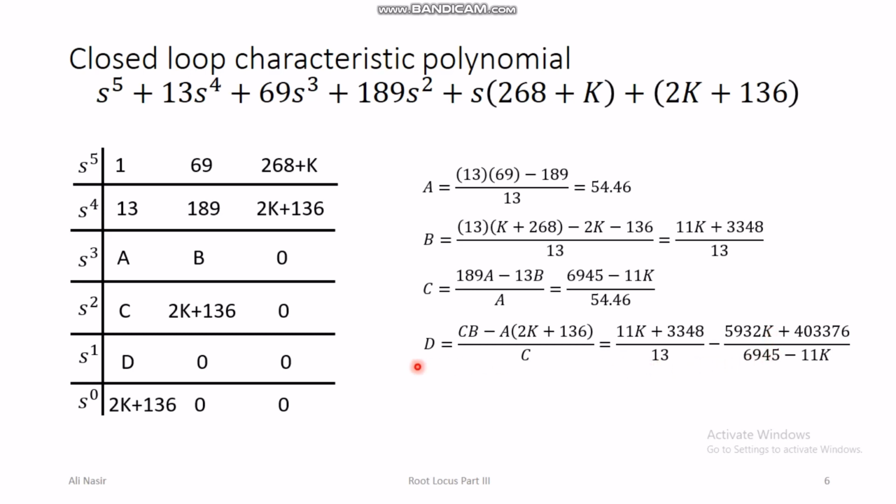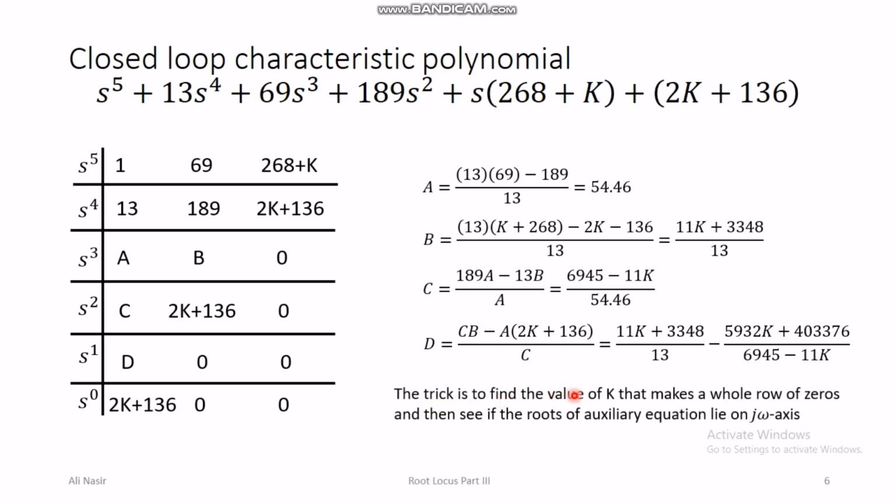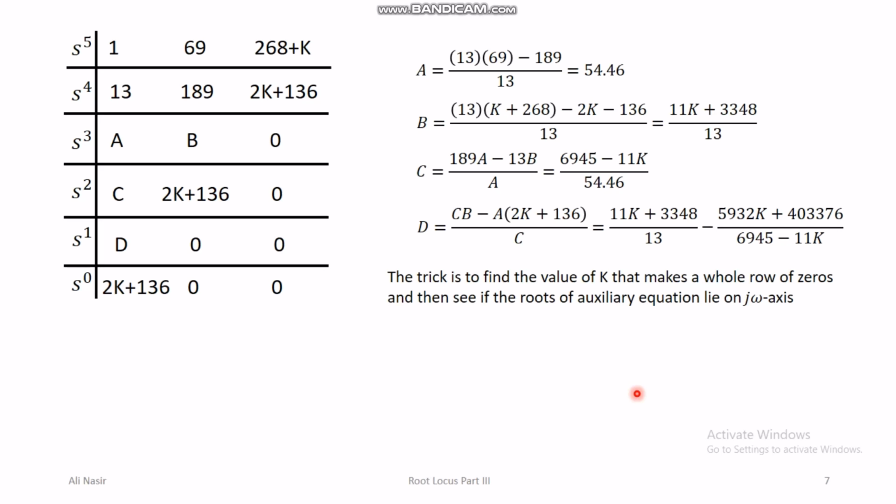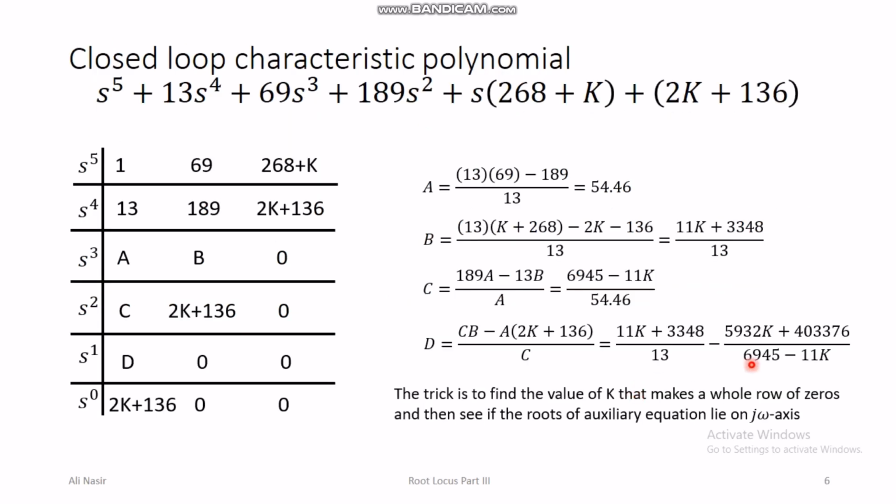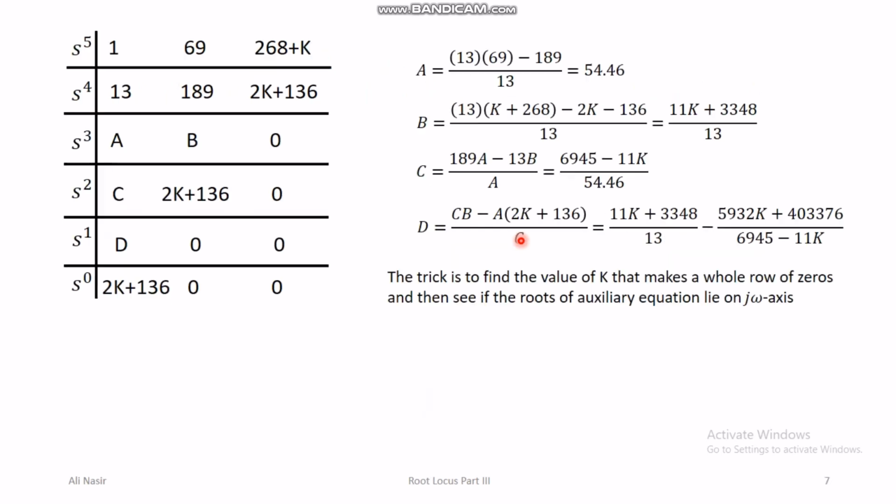So we have all a, b, c, d listed out here, and now the task is to make a row 0. So this row looks easy. So if we try to make this row equal to 0, then let us see. I'll just copy this whole thing into the next slide. This is the table. These are the values of a, b, c, d. Now the trick is to find the value of k that makes the whole row zeros, and then see if the roots of the auxiliary equation lie on the j omega axis or not. This is the whole trick of finding out the intersection of root locus with the j omega axis.